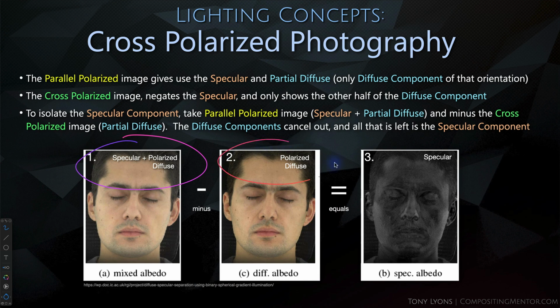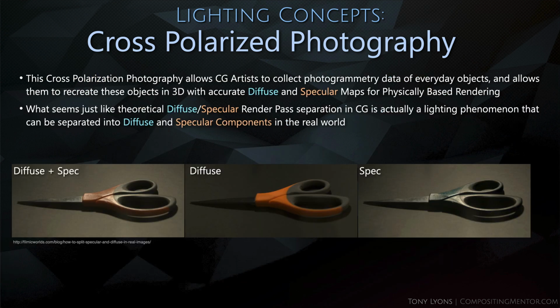And then the cross polarized result with only the polarized diffuse. And if you minus those, the diffuse components get canceled out, and all you're left with is the specular component. This cross-polarization photography allows CG artists to collect photogrammetry data of everyday objects, and allows them to recreate these objects in 3D with accurate diffuse and specular maps for physically based rendering.